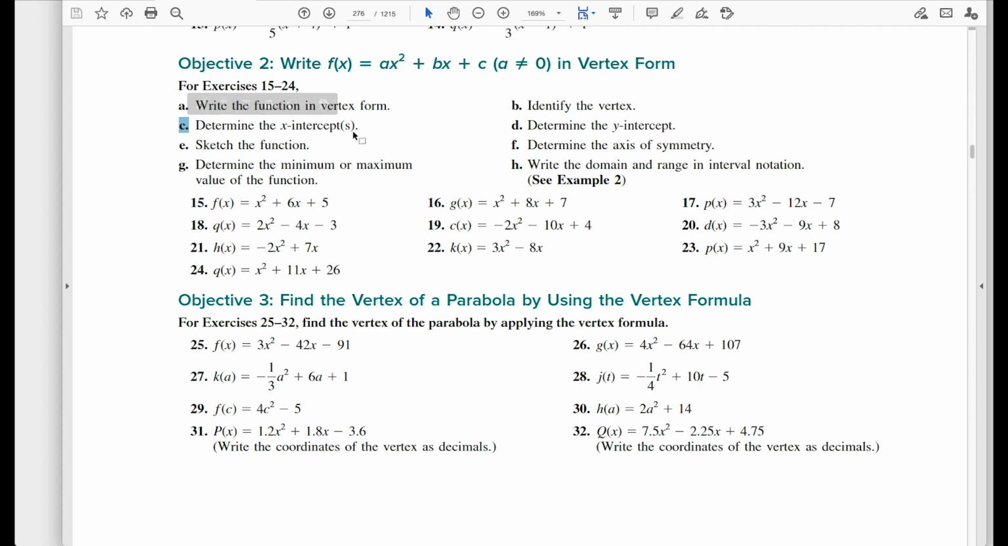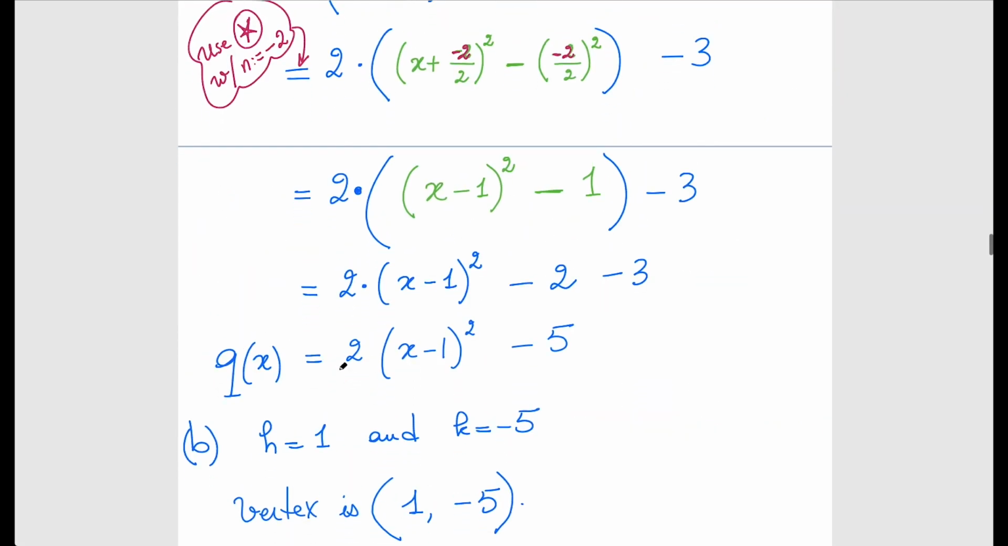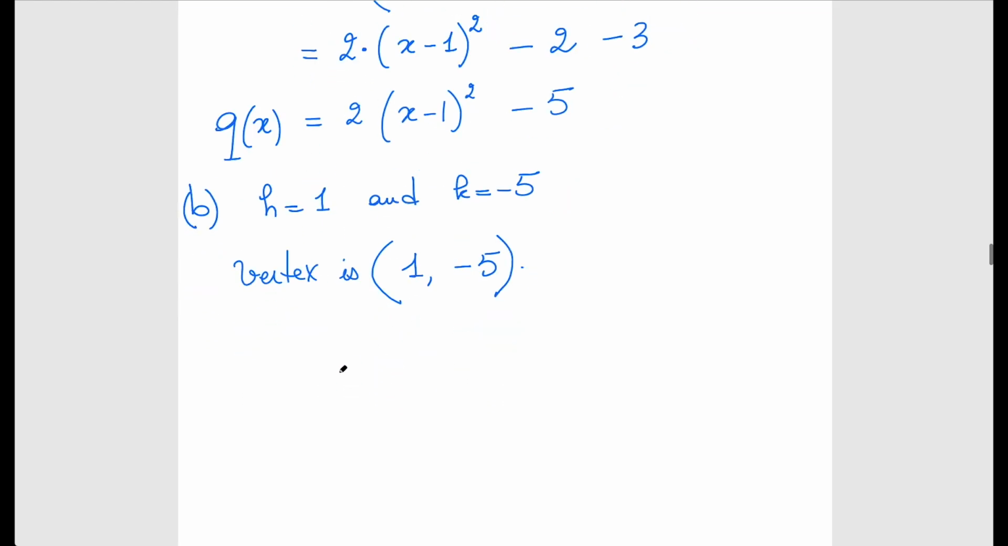Moving on to part C. Determine the X-Intercepts. So we're back to kind of the same questions as above, right? The only difference is the first question is just a transition from such a form to a vertex form. Part C, determine the X-Intercepts. So part C, we're gonna determine the X-Intercepts.